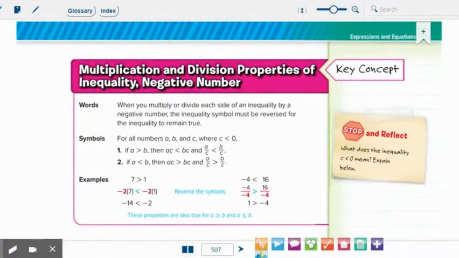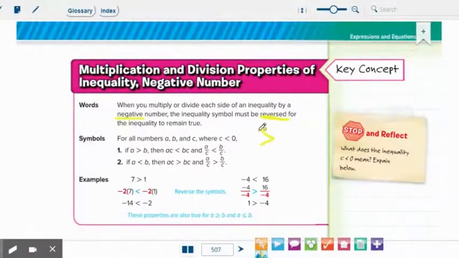Here's the second key concept that we are going to learn about in this lesson. Multiplication and division properties of inequality, negative number. When you multiply or divide each side of an inequality by a negative number, the inequality symbol must be reversed for the inequality to remain true. Now, this is very, very important. Whenever you are multiplying or dividing by a negative number, we are going to reverse the inequality symbol.